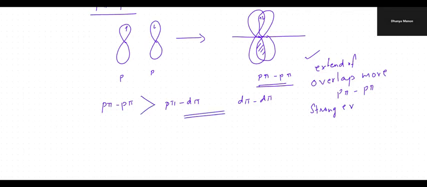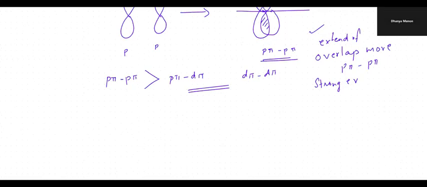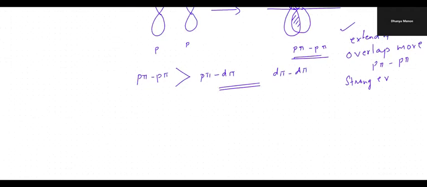In the previous video we learned that if the extent of overlap is more, it will be a stronger bond. If it's stronger, the bond energy will be more. Bond energy more means bond length will be less, inverse proportion, right? So this was about comparing the strength of the three bonds.